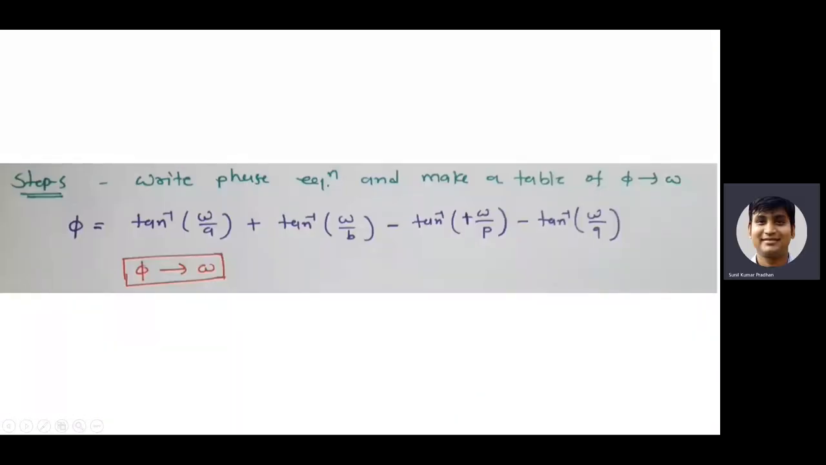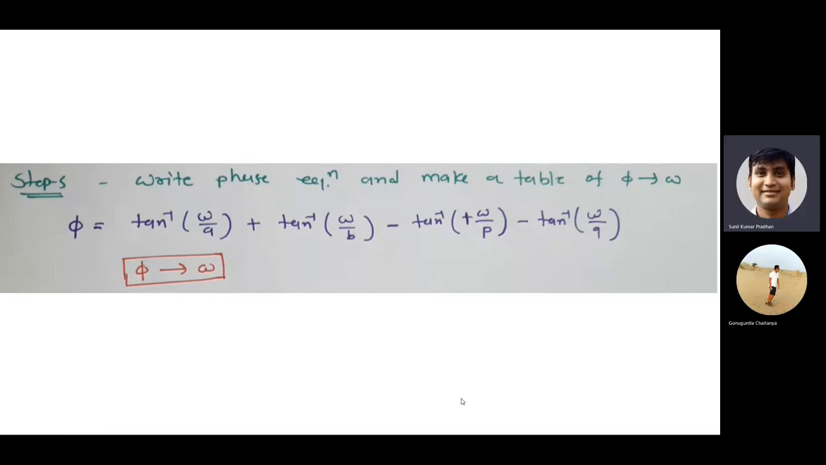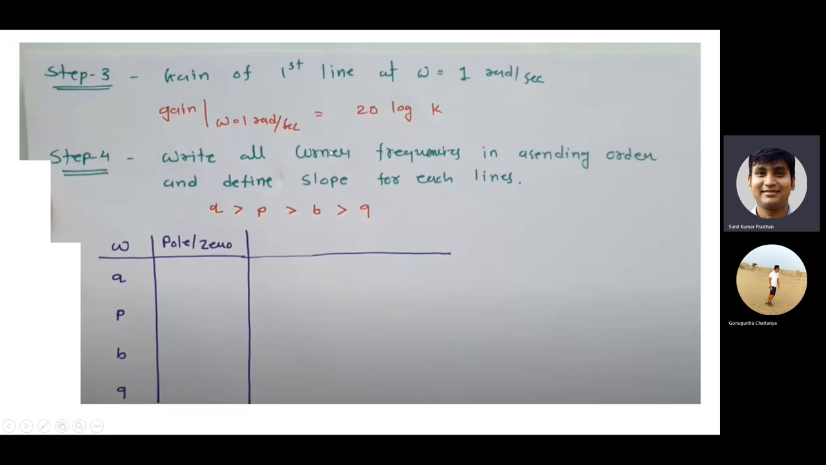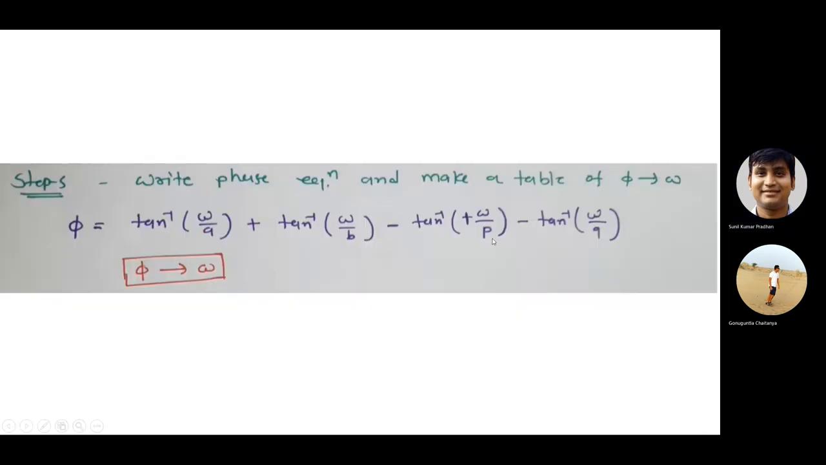Then after that, we have to write the phase equation and make a table, where the phase angle is determined when we vary the angular frequency. So how can we determine the phase? If you find out the phase, it will be tan inverse omega by A plus tan inverse omega by B minus tan inverse omega by P minus tan inverse omega by Q. So that we have to write here. Then we have to change the angular frequency and we can find out the phase.